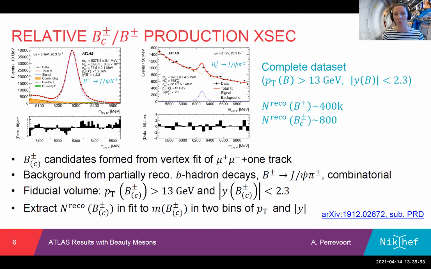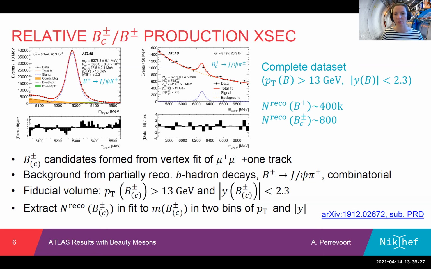Background stems from partially reconstructed b-hadron decays as well as B to J psi pi for the B sub C sample. And there is also combinatorial background from tracks and muons that come from different decays as well, so we have a quite busy environment. The measurement is performed in the fiducial volume that is defined in PT and rapidity of the B candidates, PT larger than 13 GeV and the rapidity smaller than 2.3.